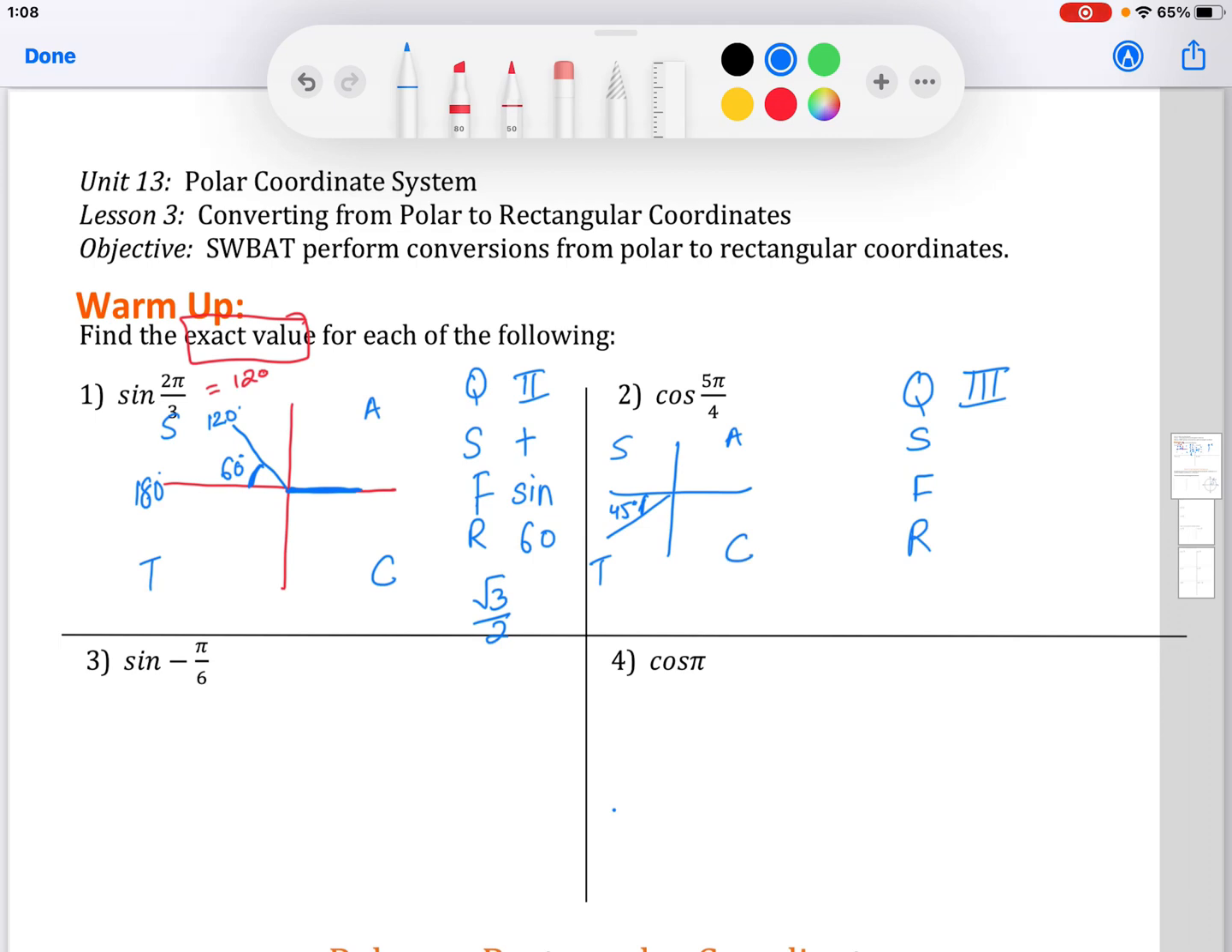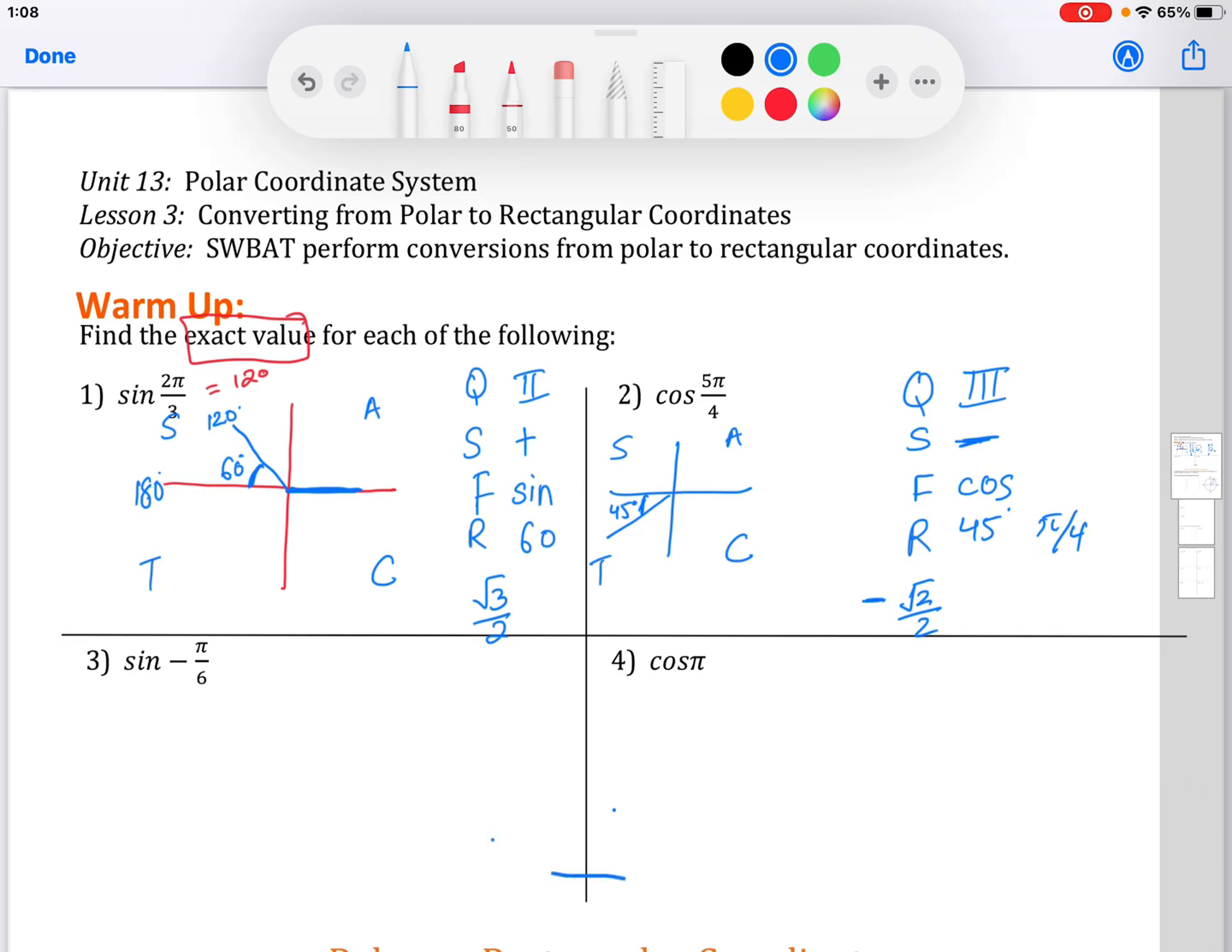So my function is going to be cosine. Again, ASTC. The third quadrant, only tangent is positive. So your cosine is going to be negative. Your function is cosine and 45 degrees, or pi over 4, you can say. So which is going to be negative root 2 over 2. You can do your exact value table and remember these values from there.